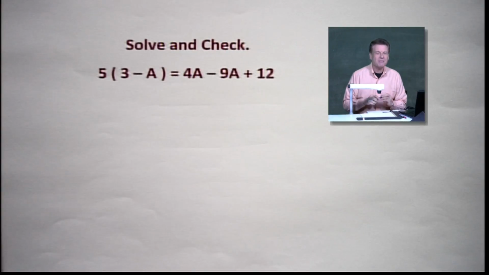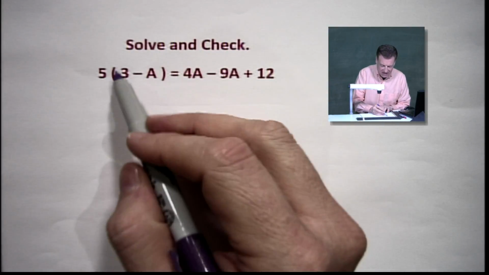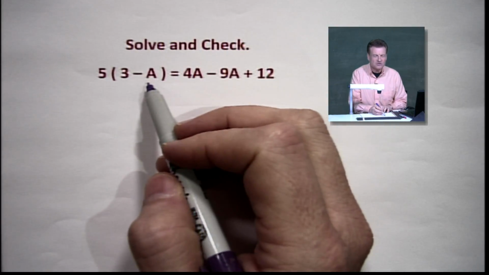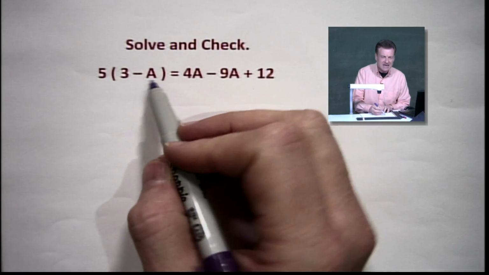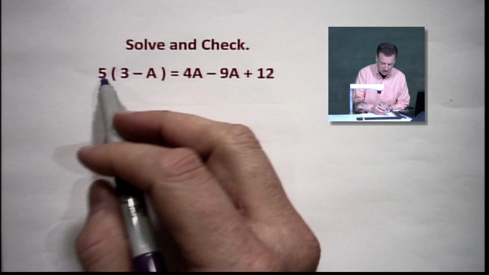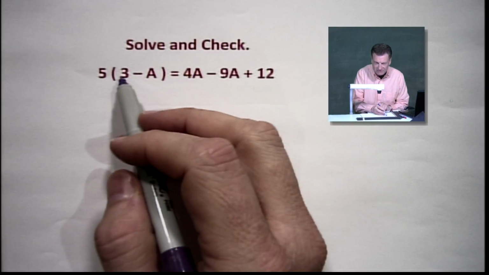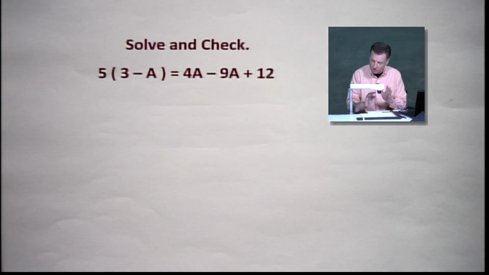Let's check our next problem out here. Let's see what's happening here on this one. It says 5 times the parenthesis. Whew, write this one down. It's a long one. 3 minus a inside the parentheses. We're going to distribute. Remember, we don't just say 5 times 3 and forget about the a. We got to go all the way through.